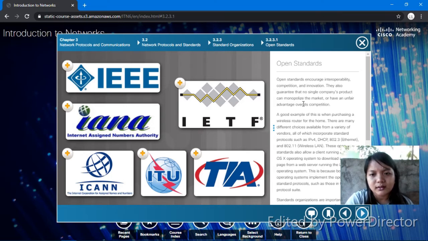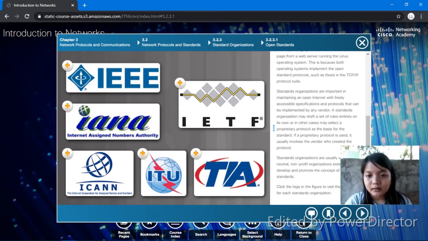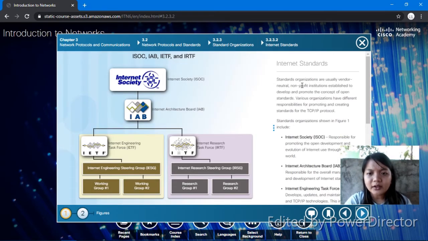So these are the standards organizations they follow: the IEEE, the IANA or Internet Assigned Numbers Authority, the IETF, the ICANN, the EIA, and the TIA. The Internet standards organizations are usually vendor-neutral, non-profit institutions established to develop and promote the concept of open standards.